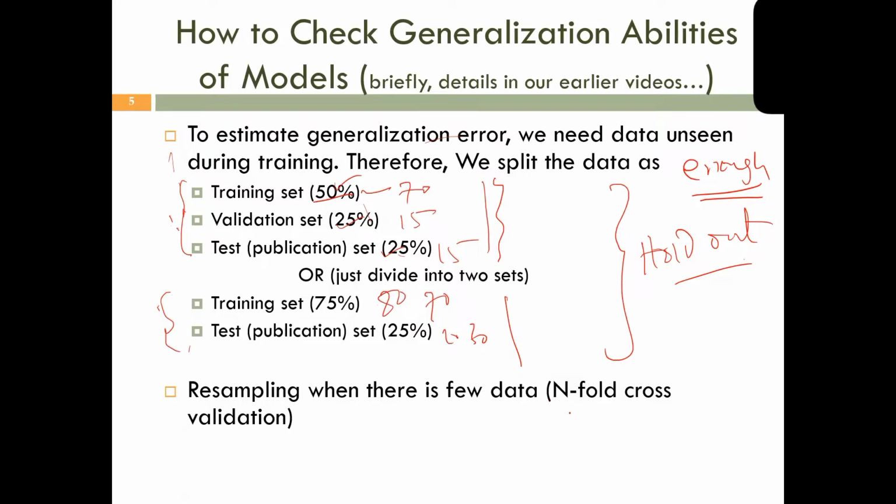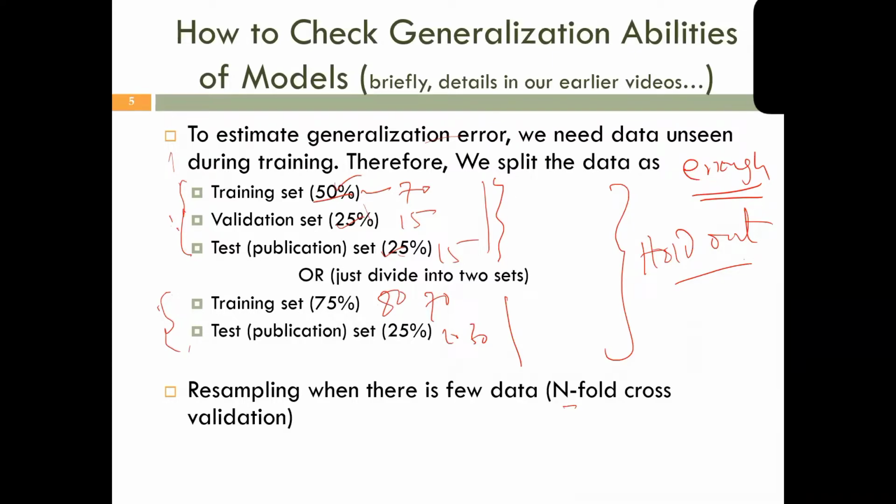And then the third one is resampling when there are few data. We call it n-fold cross-validation. Usually people also prefer this. If data is very small, this is the option. But if the data is coming from your client and you have enough data sets or a sizable amount of data, it's good to go for partitioning.